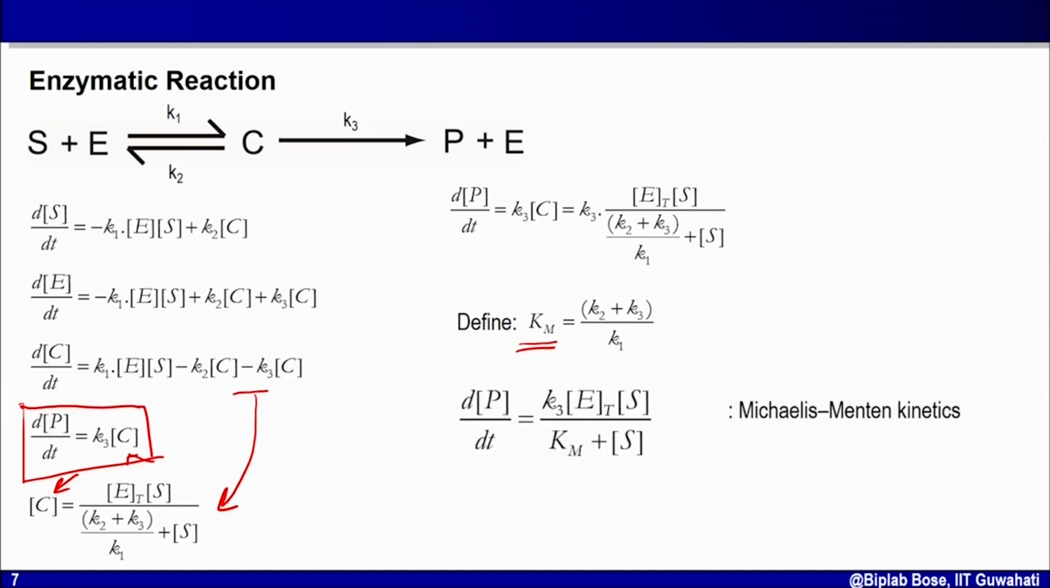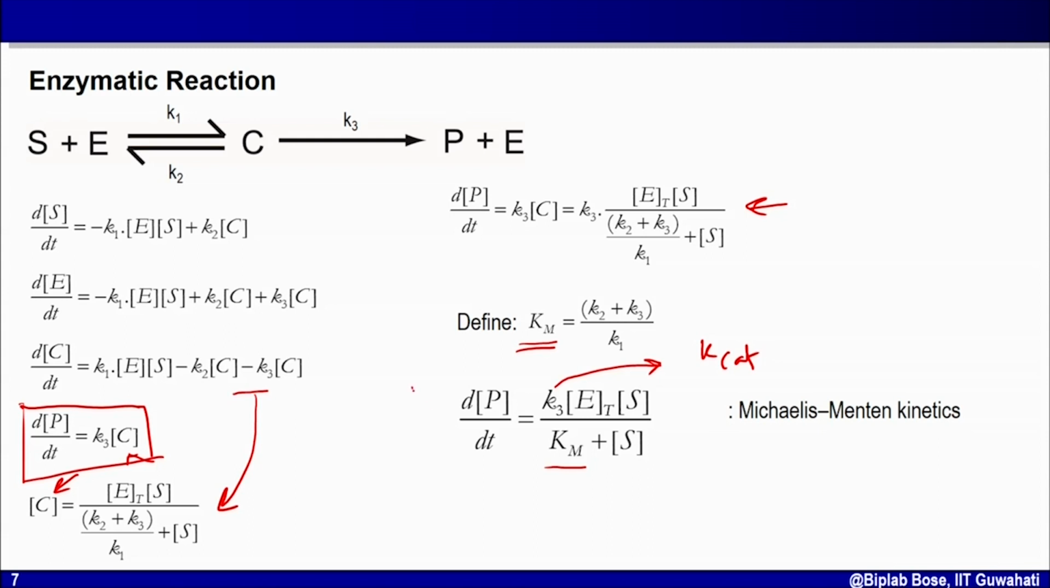Now I can rewrite this ODE. dP/dt is equal to K3 remaining on the top in the numerator, K3 into Et into S, the concentration of substrate. Et is the total concentration of the enzyme, divided by, in the denominator, Km plus S. Km is the Michaelis-Menten constant, and remember this K3 is sometimes called Kcat. In some textbooks you may find K3 is called Kcat.